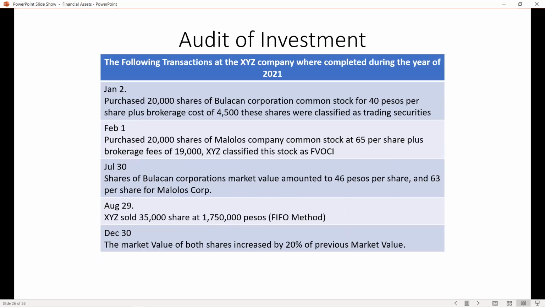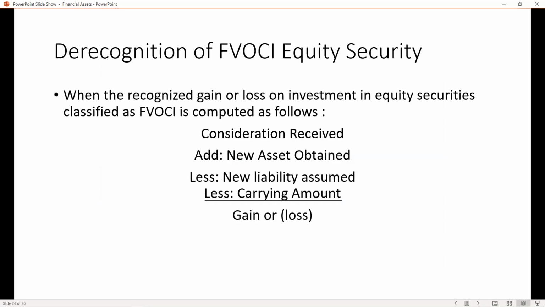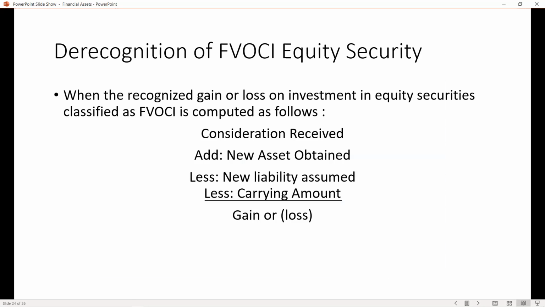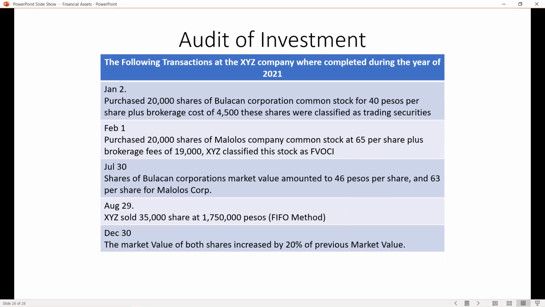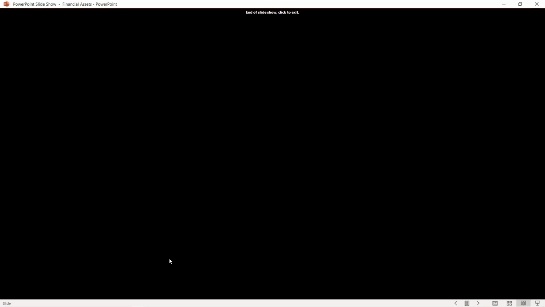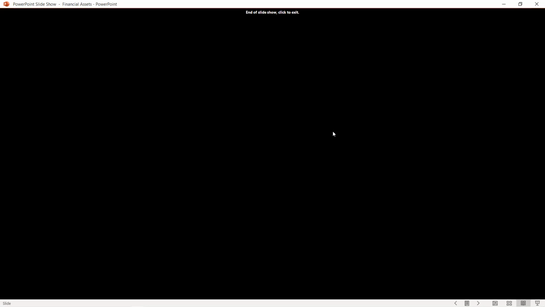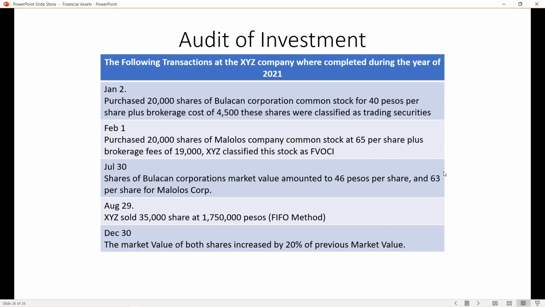So yun na guys. That's the difference between the recognition of FVOCI at saka FVPL. So, we have here an example kaso wala tayong sagot dyan. Sagutan natin yan next meeting. Char lang. So ito, try to record this journal entry. I-journal nyo tsaka pa-check nyo sa akin. Submit your answer sa akin mamaya or tomorrow to check kung may naintindihan ba tayo sa topic.